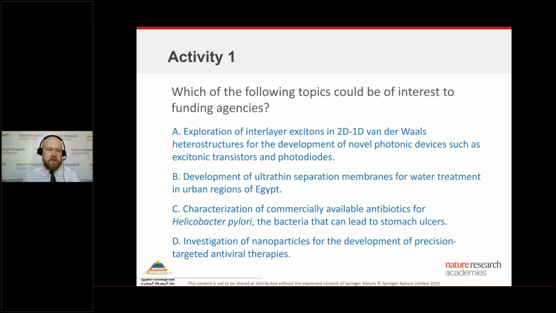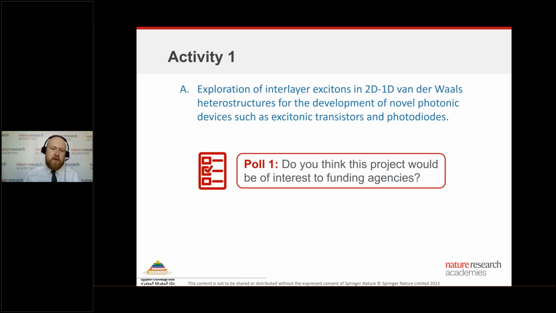Okay, I hope everybody's had a chance to read over those different topics. We'll now be going through each one at a time, and I'll be asking you some questions. So, for topic one, exploration of interlayer excitons in 2D, 1D van der Waals heterostructures for the development of novel photonic devices such as excitonic transistors and photodiodes. So, the first question I'd like to ask is, do you think this project would be of interest to funding agencies? Hala, could we please launch the first poll?